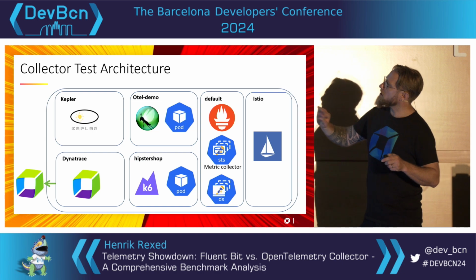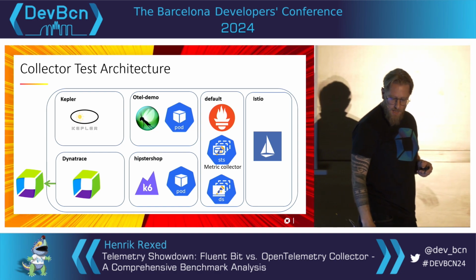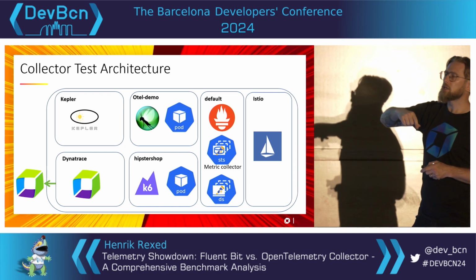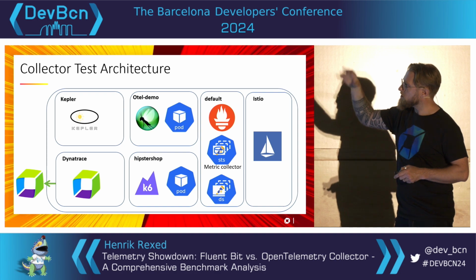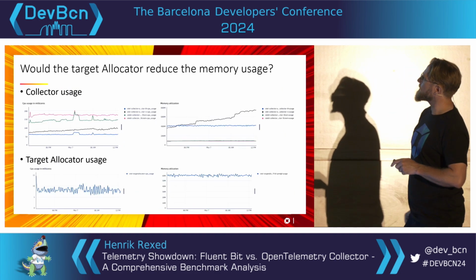So in this architecture, I have a specific collector deployed in a StatefulSet, because at that time, target allocator was only supported on StatefulSets and Deployments, not on DaemonSets. So I was not able to use it in DaemonSets. That's why I had a specific collector just for metrics for the target allocator.